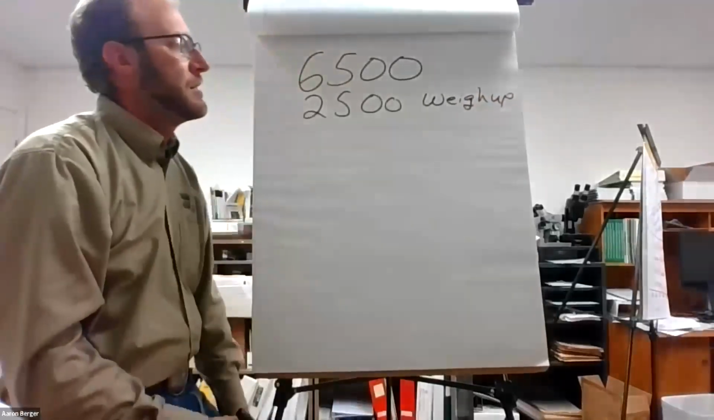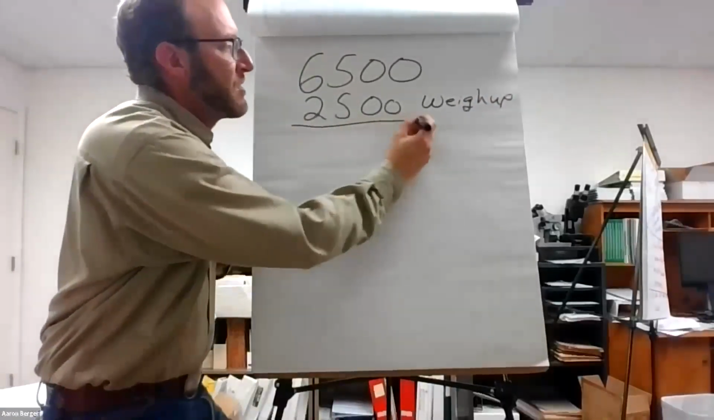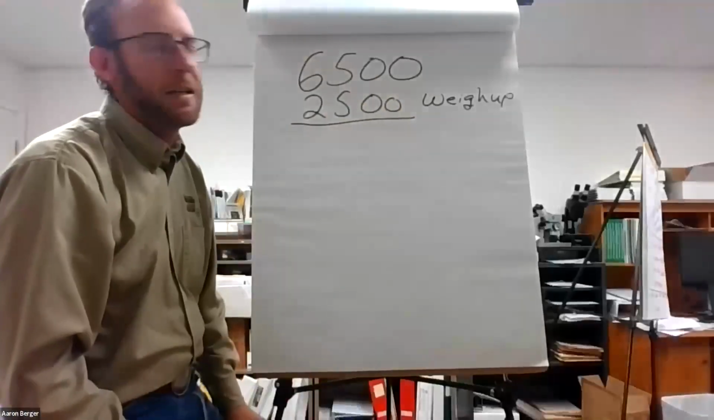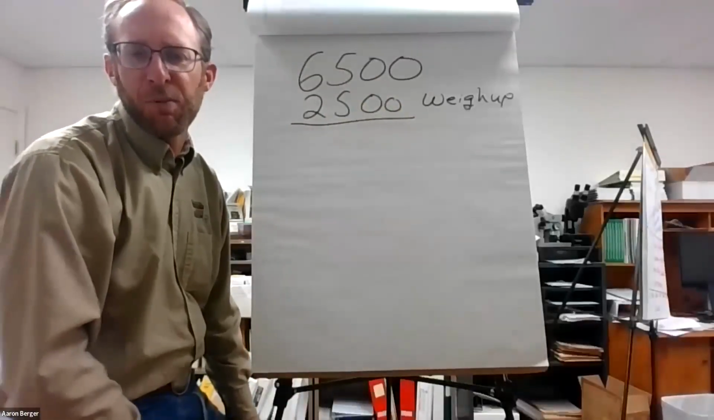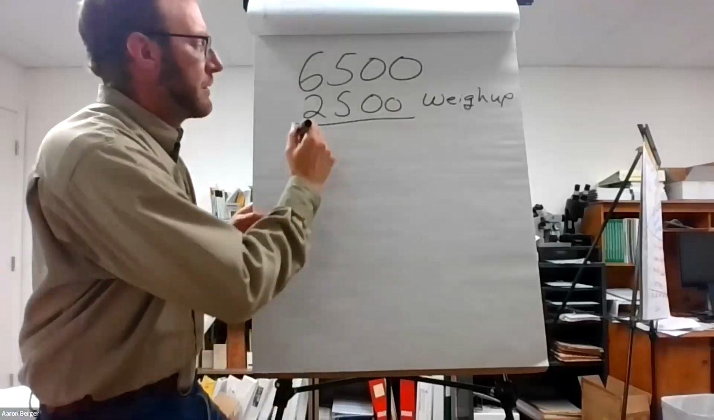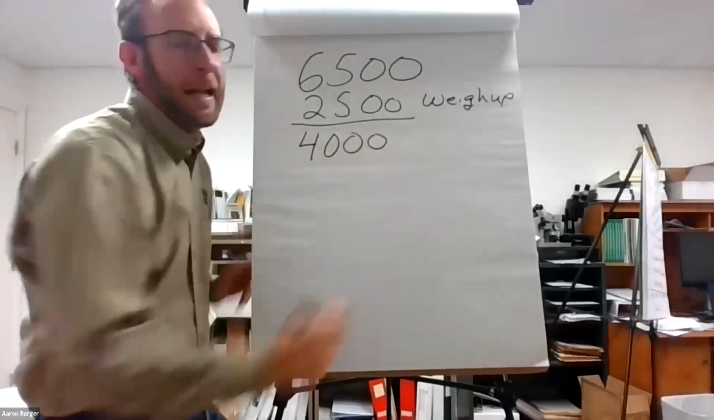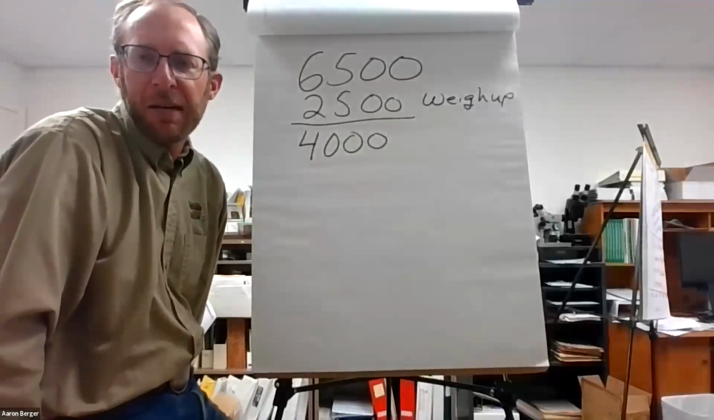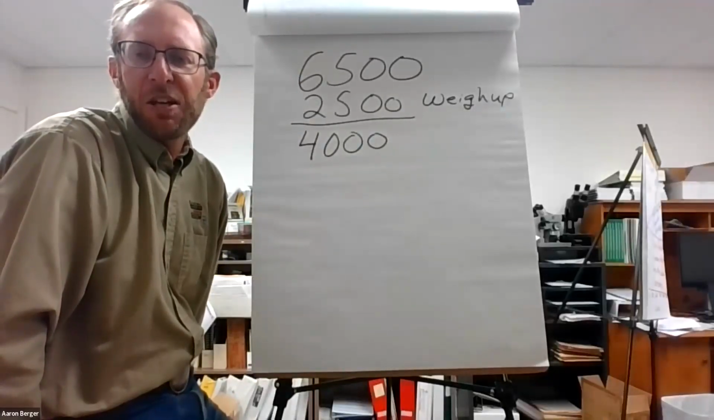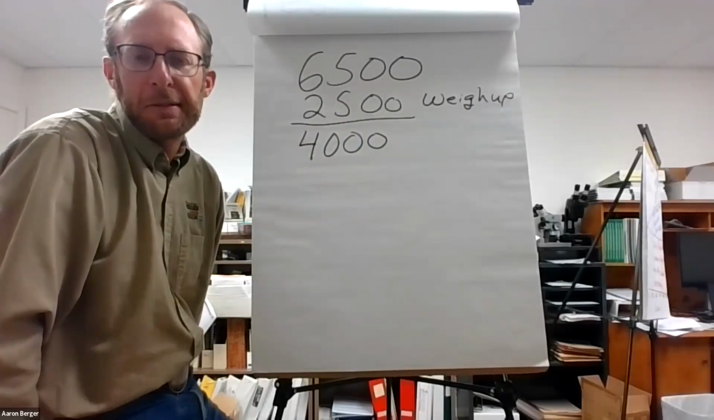All right. So I buy him for 65. I sell him for 25. So I've got $4,000 here in depreciation. Okay, 4,000 bucks. Now, how many cows do you think I'm going to expose him to? How many years do you think I can get out of my bull?